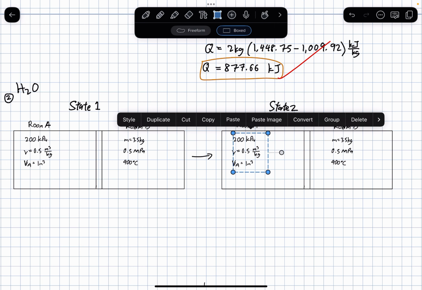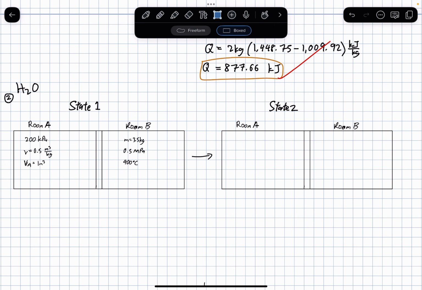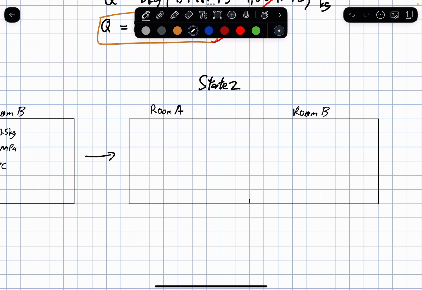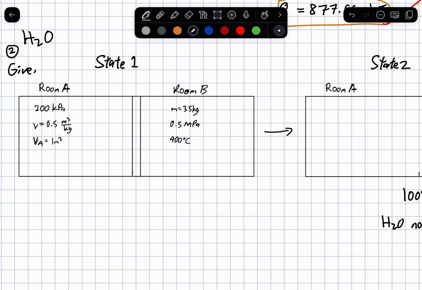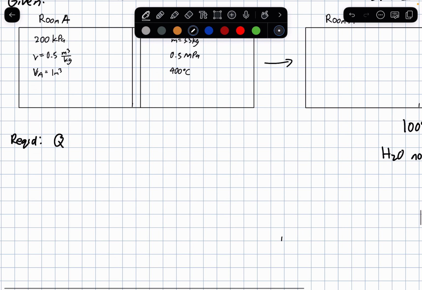What are the characteristics for state 2? Membrane has already ruptured, so no more boundary. Water comes to a uniform state at 100 degrees Celsius. Find the heat transfer during the process. So, okay, so this is our given. We have our required. So just Q, heat transfer.